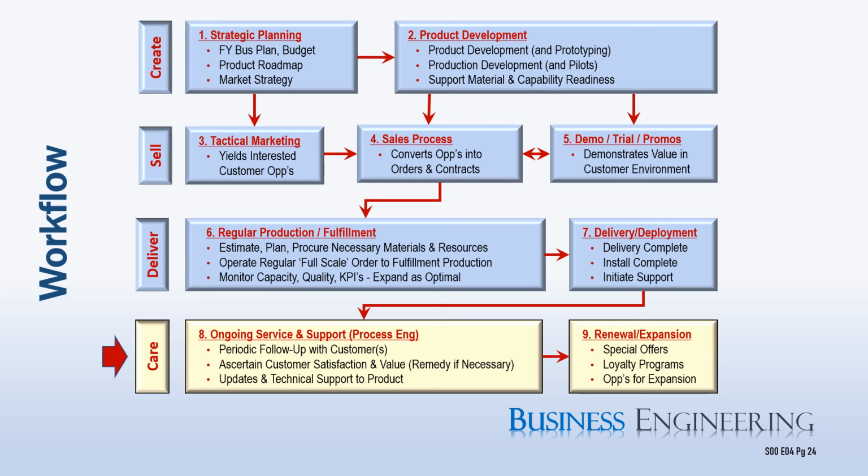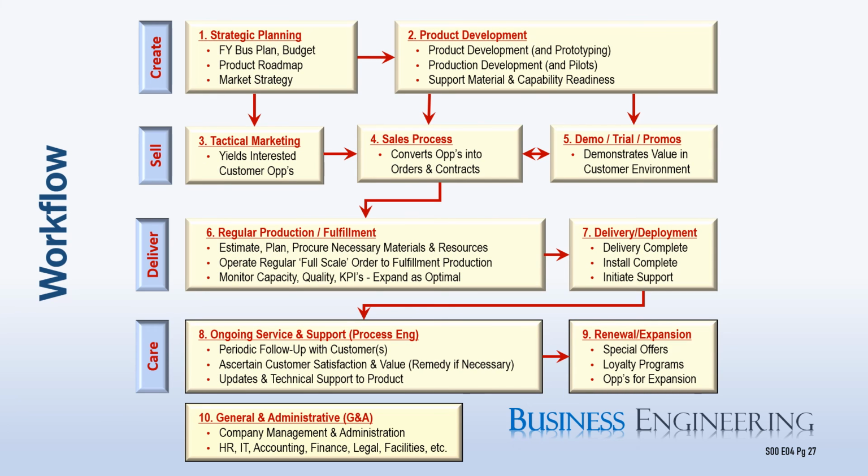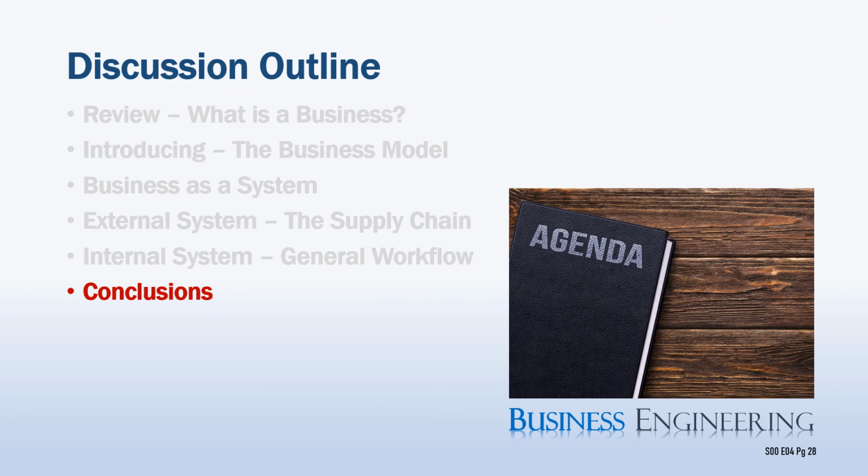Finally, there is a 10th box, which functions underneath all of the other 9 described functions. That is often termed as G&A, or General and Administrative. It encompasses the company's management, finance, legal, HR, IT, facilities, and other administrative functions which support the overall business. In summary, that process and those 10 functions typify the internal business operations and process and functions of many companies.